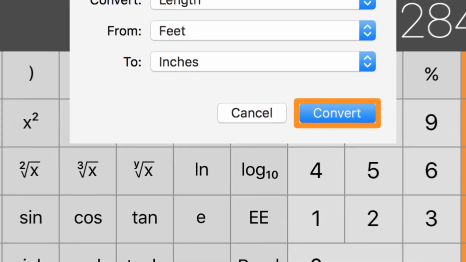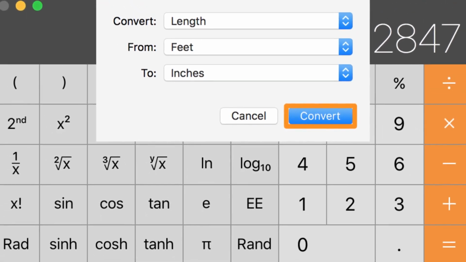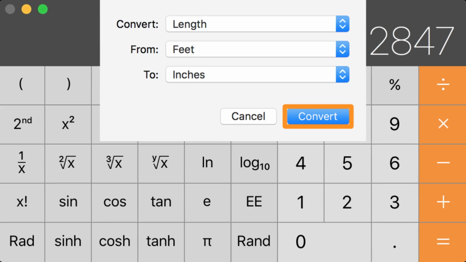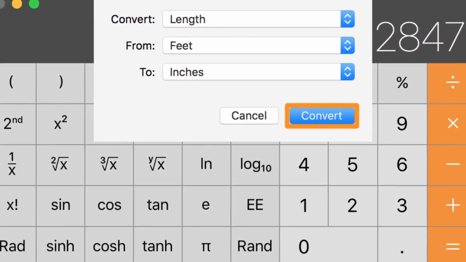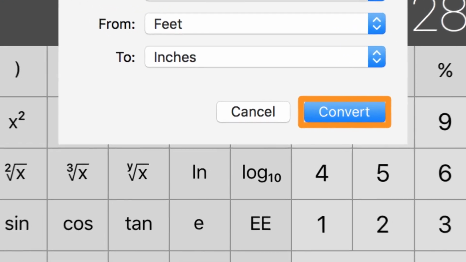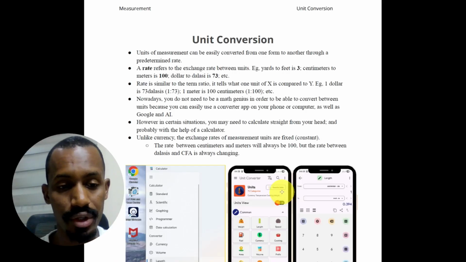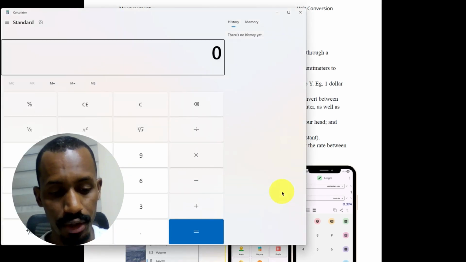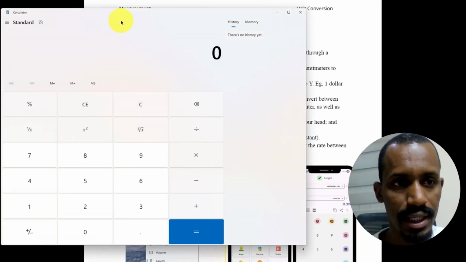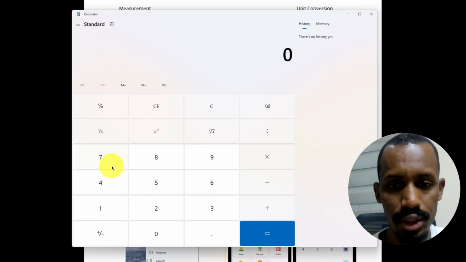All these things, we do not need to cram them, because we have things called unit converters. Most of our phones have unit converters. You can download a unit converter app, so that when you want to convert anything, you just use the unit converter app. Like here, this is the calculator on the laptop. This is the Windows calculator.